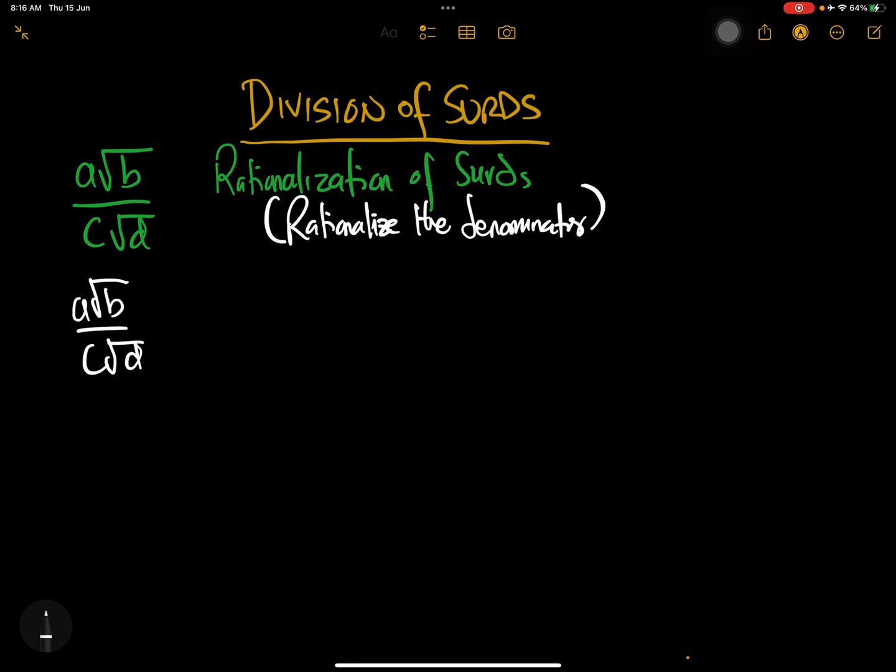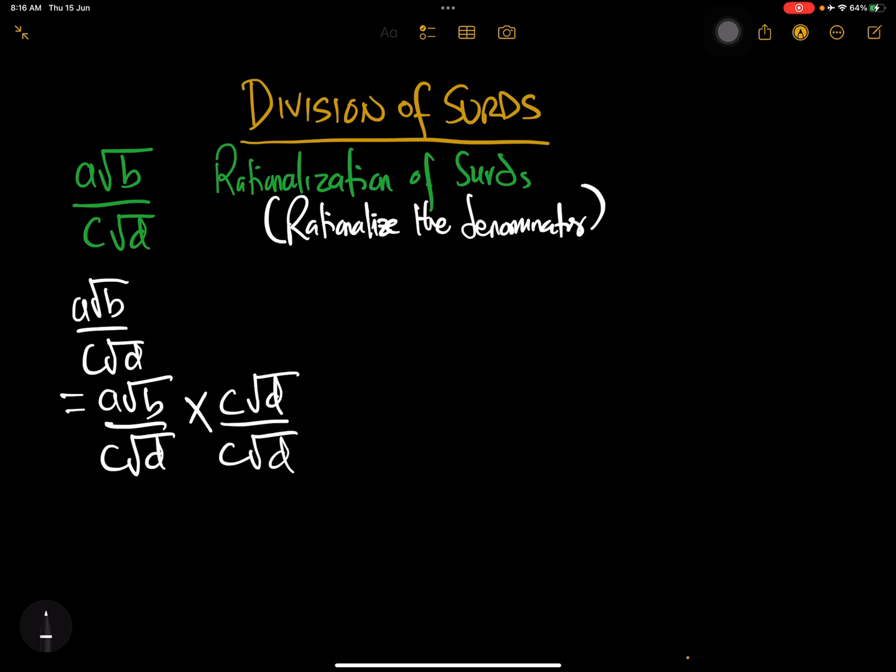And what we do is that we multiply it by what? We multiply by the denominator, c square root of d. Whatever is in the denominator will be multiplied, divided by c square root of d. And then the multiplication will kick in from there. The top part is going to be a square root of b multiplied by c square root of d. That's the numerator. Now, don't forget, these are fractions, so we are multiplying the numerators together.